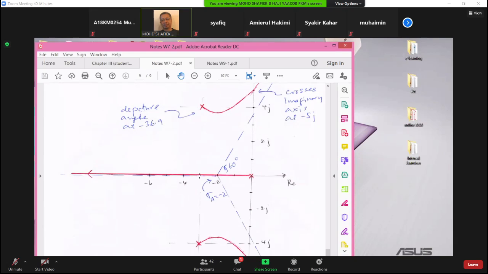You draw a straight line connecting the two poles, and you measure the angle from the line parallel to the real axis. So that's 90 degrees. Then you draw another line connecting the pole that you want to find the departure angle of to the pole at the origin. And this is the angle. You measure the angle from the line parallel to the real axis. So that's 90 degrees, and another 36.9 degrees. So this is 126.9.